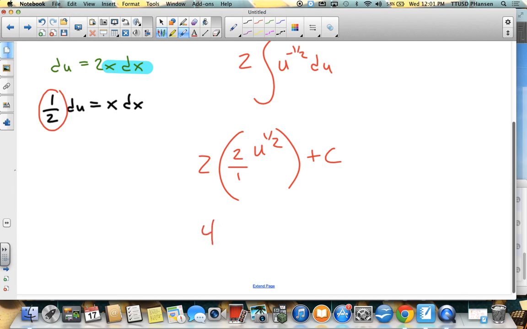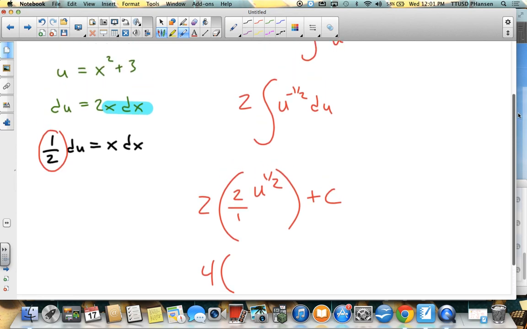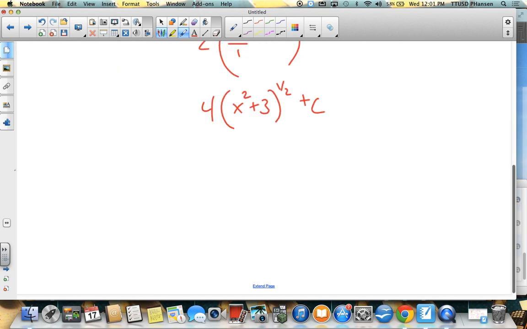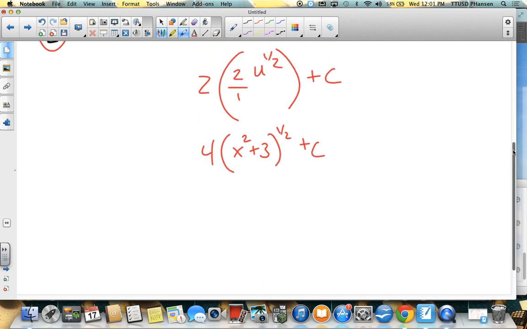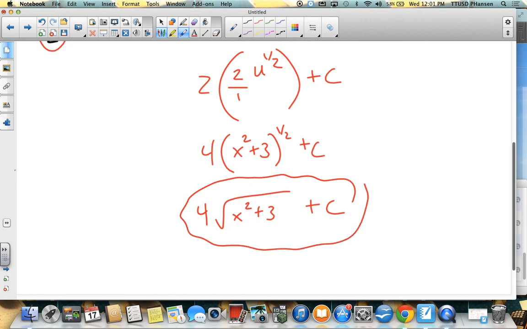Becomes 4. I'm going to back substitute as well. My u, which was x squared plus 3. (x squared plus 3), all raised to the 1/2 plus c. Or you might write it as 4 times the square root of x squared plus 3 plus c. And take the derivative of that to check your answer. Make sure you get back to the original integral.